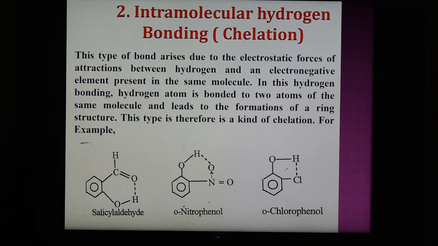The hydrogen atom is bonded to two atoms of the same molecule, and therefore a ring structure is formed. So this type of bond is also known as an intramolecular hydrogen bond, and sometimes it is also known as chelation. Examples are salicylaldehyde, orthonitrophenol, and orthochlorophenol. So this is the example.